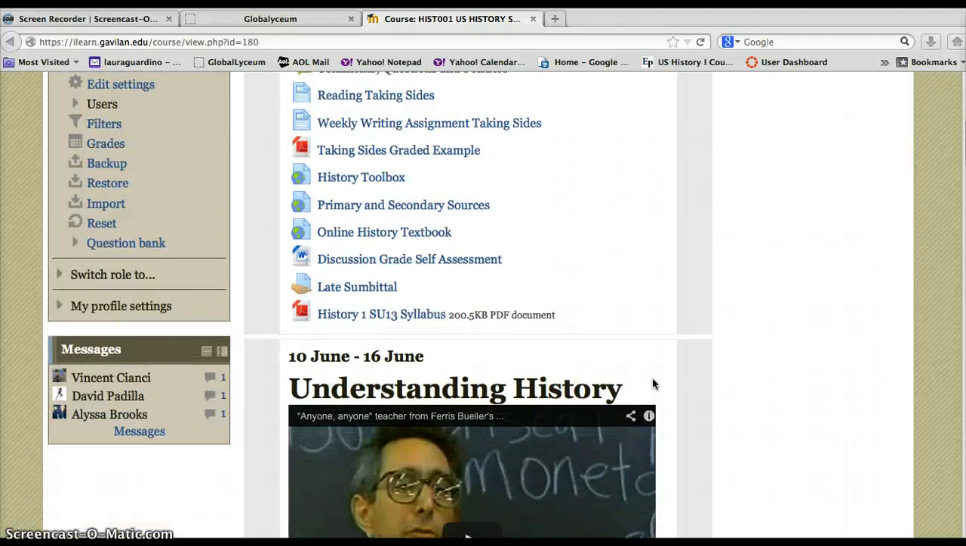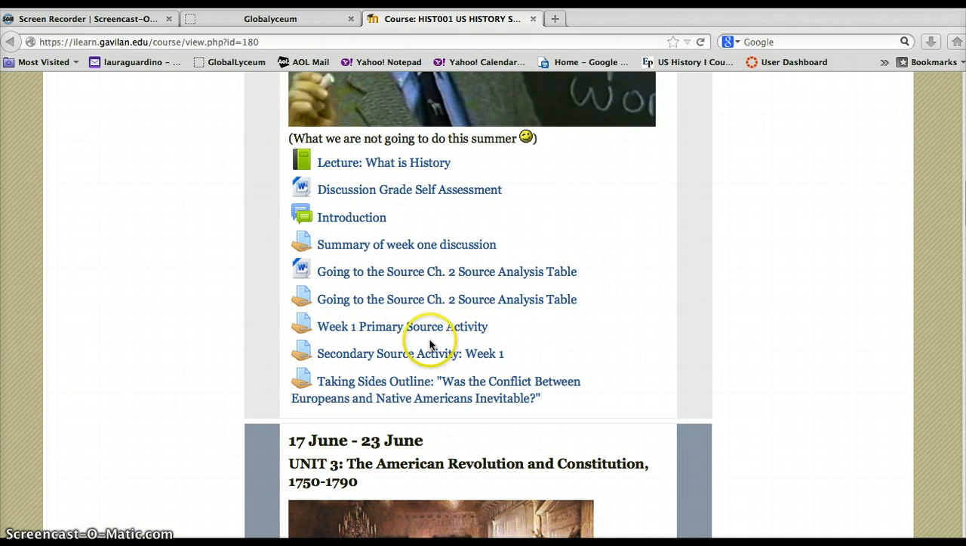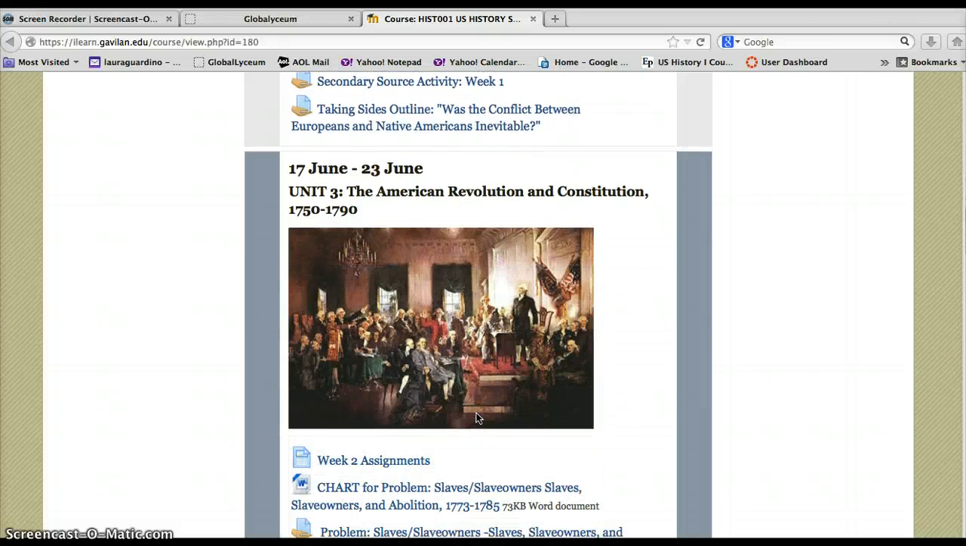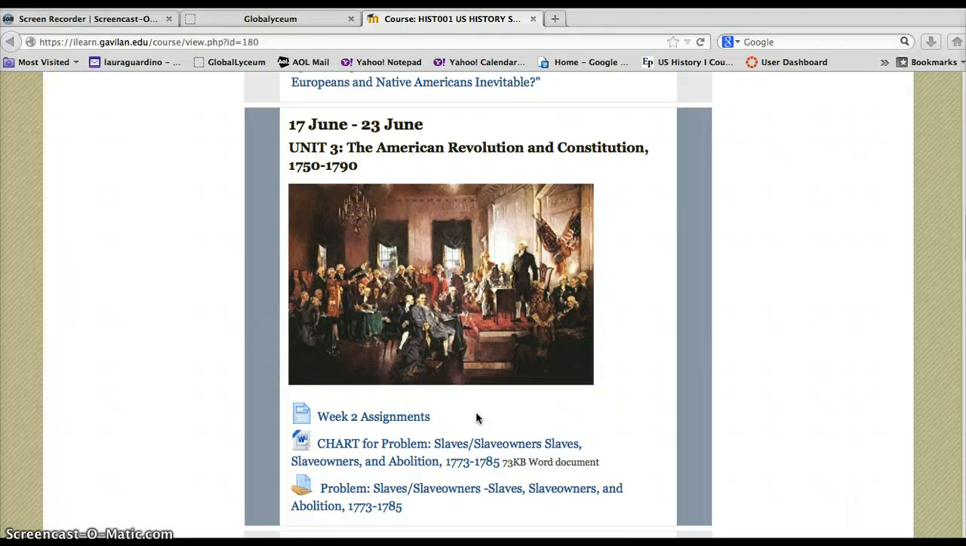So I know last week the Taking Sides can be really, really tough. So I am glad you stuck with it. That elusive thesis is tricky. Some historians are more clear than others. And hopefully as we go on, they continue to get easier and easier. This week we are looking at the American Revolution and Constitution.